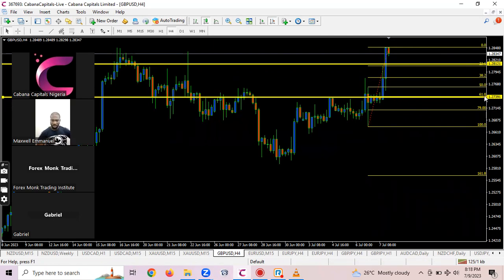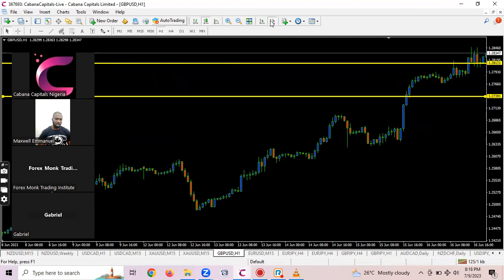So, like I said, 61.8. Can you see that? Yeah, that's from that red candle. The last red candle before that big green. Yes, you can mark that as the order block. So we should expect price to pull back to this level before buying GBP USD.